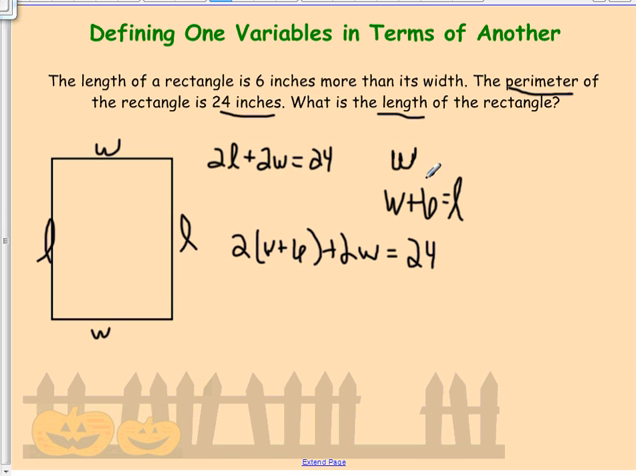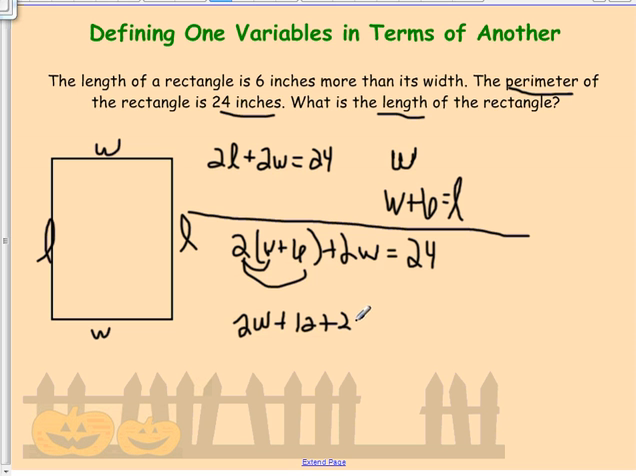Alright, now, if we ignore all the stuff up here, we can solve this problem. We've done it many times before. Instead of W's, we've had X's, and so on and so forth. So we're going to do the distributive property first. So we're going to say 2W plus 12 plus 2W equals 24.